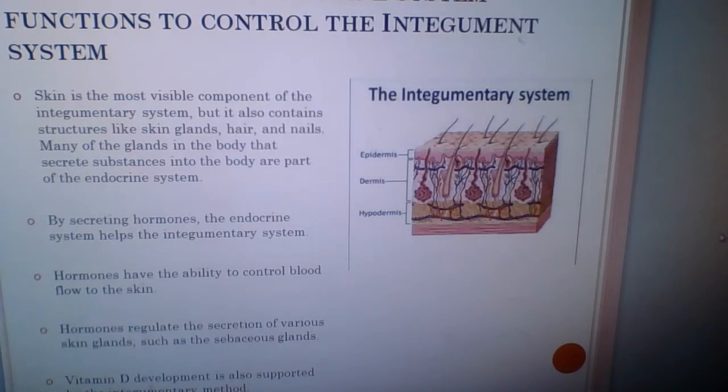Hormones have the ability to control blood flow to the skin. Hormones regulate the secretion of various skin glands such as sebaceous glands. Vitamin D development is also supported by the integumentary system.